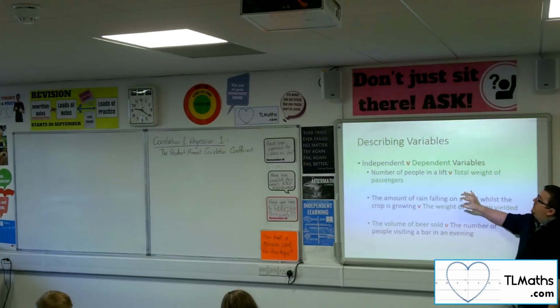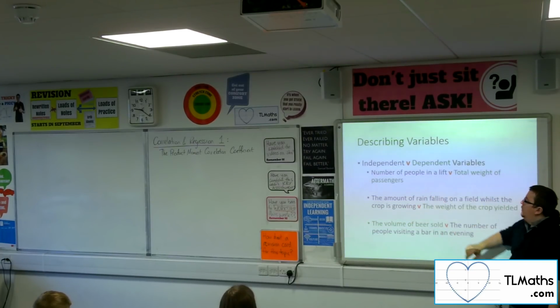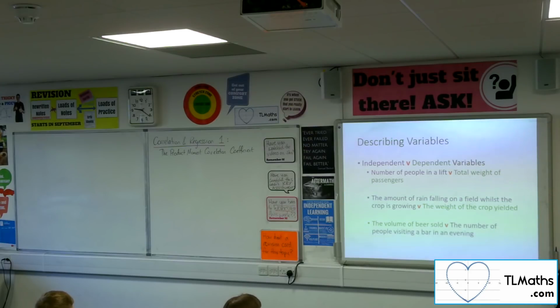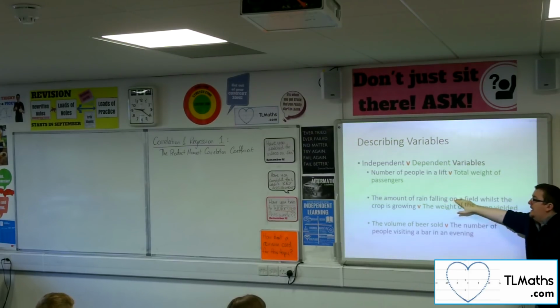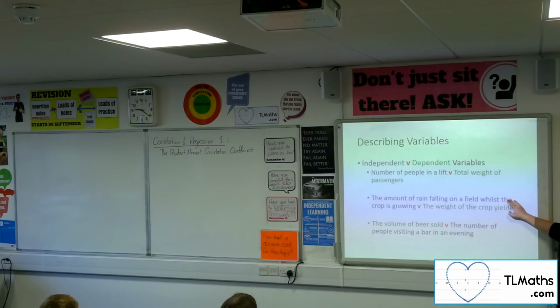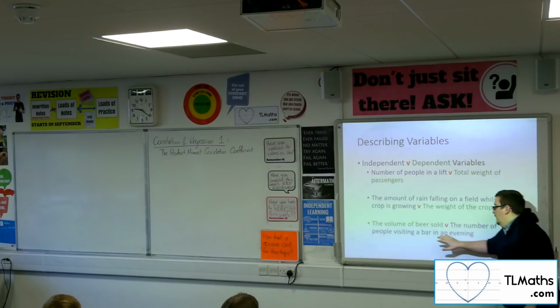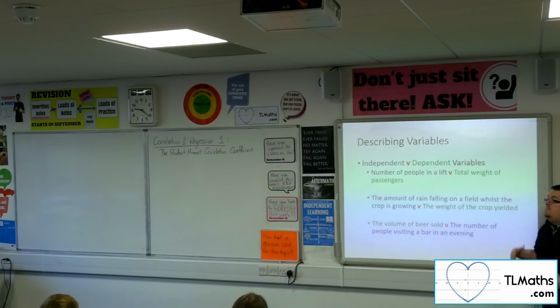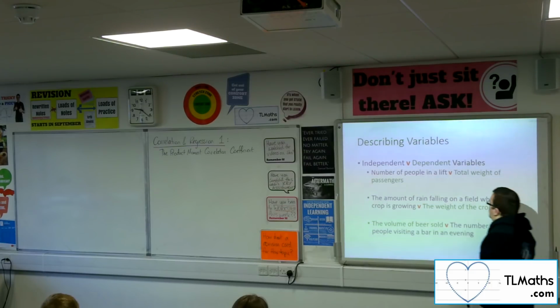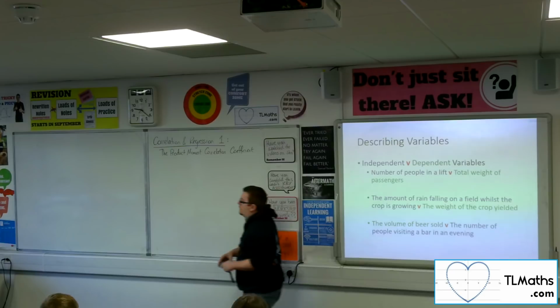Now, I said that maybe this one we have control over, that independent variable, but obviously here, the amount of rain falling, we don't have control over that, okay? But the number of people visiting a bar in the evening, we might have some control over that. That idea of being able to control one of the variables isn't always the case for an independent variable, okay? And we might not have any physical way of controlling it.